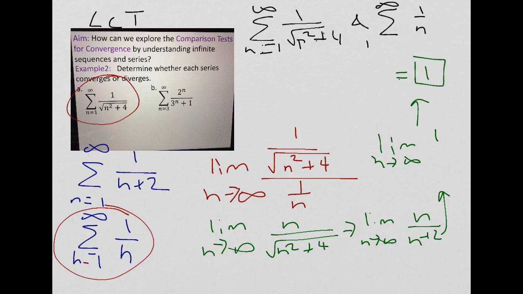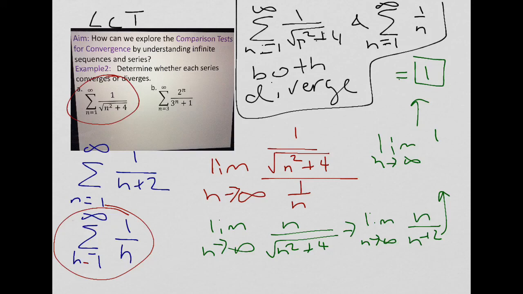Both, now we have to determine if they both converge or diverge. Well, we should know this one because we've seen it before. We already discussed this. The summation of 1 over n is your harmonic series, and it diverges. So that means that both of these diverge. So now, let's take a look at part B.